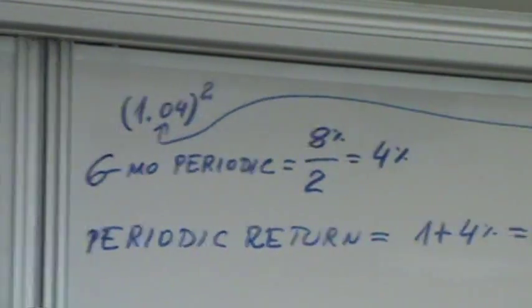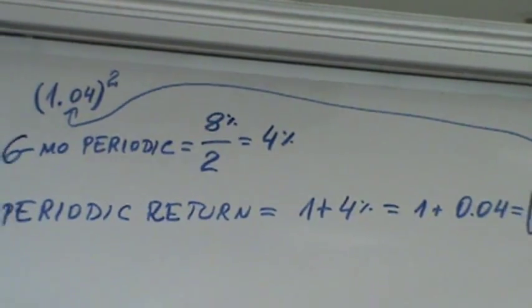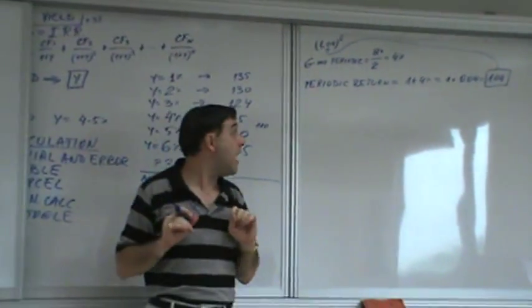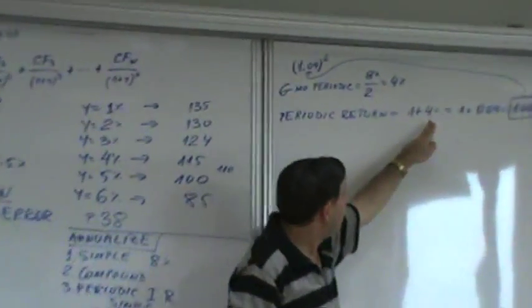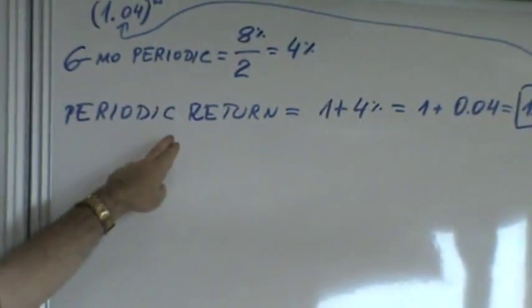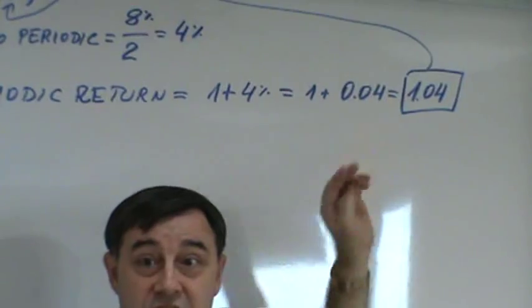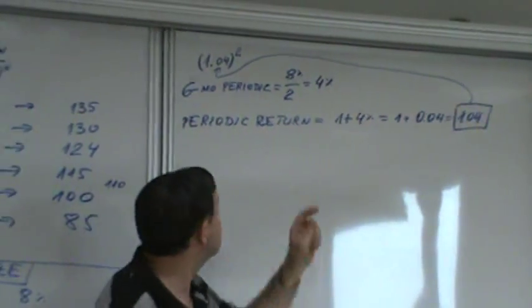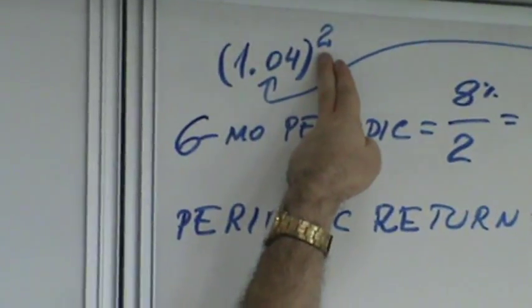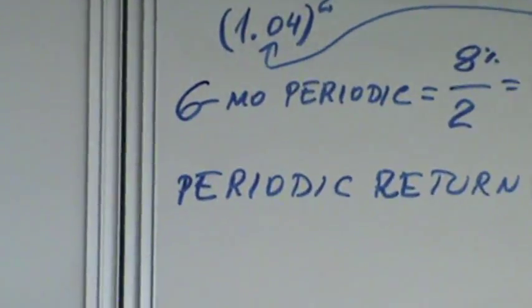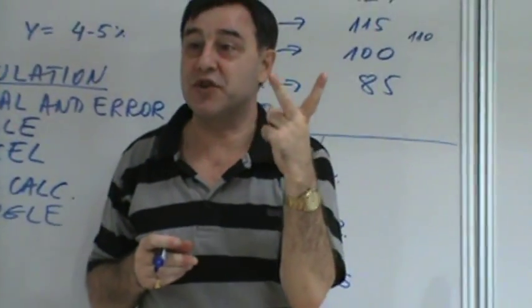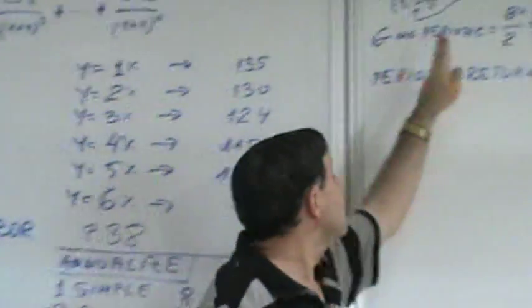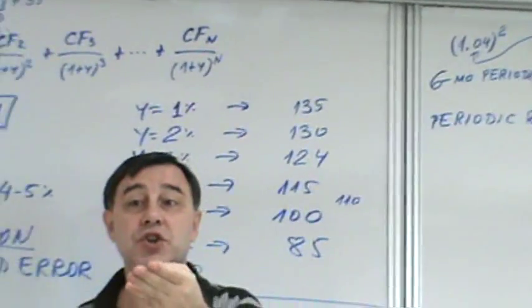So we calculate the compound by taking the periodic interest rate of 4%. Then take the periodic return, which is 1.04 for the 6 months, and raise it to the power of the number of periods. If it's periodic for 6 months, you have 2 periods, so you raise to the power of 2.